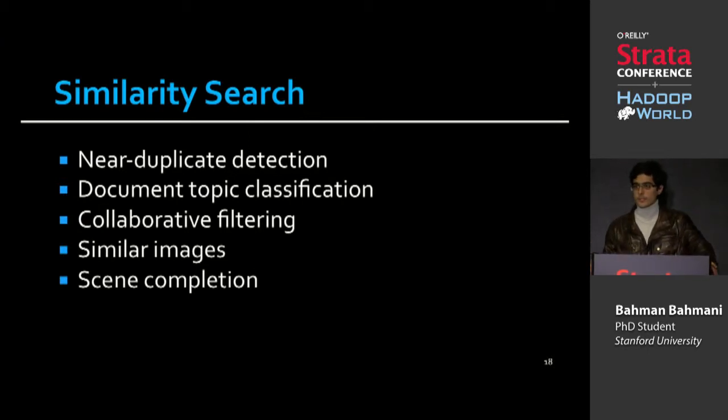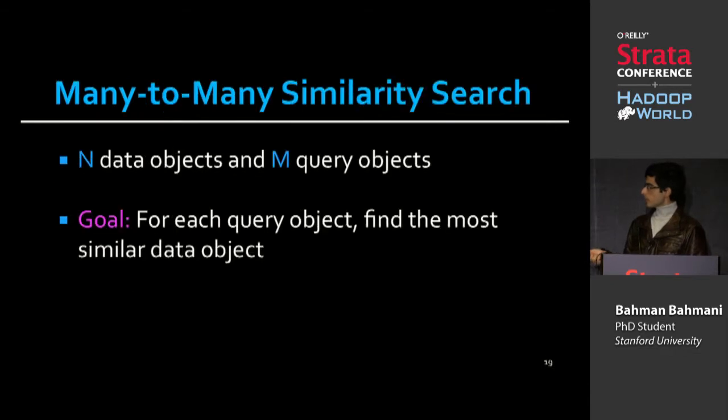It's the problem of similarity search. And it comes up in a lot of applications, like in near duplicate detection. Let's say you have web pages. You want to figure out which web pages are nearly duplicates of each other so that you don't show the duplicates in search results. Or in document topic classification, you want to figure out which news items belong to the same news story. So it comes up everywhere.